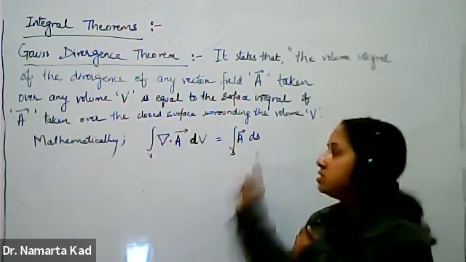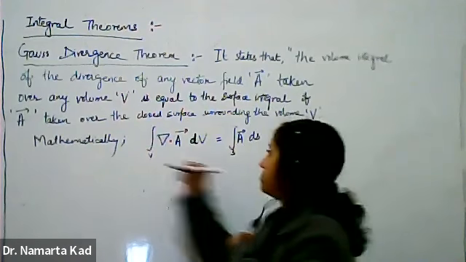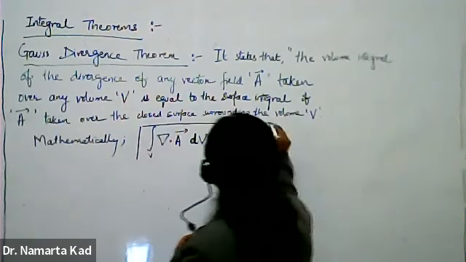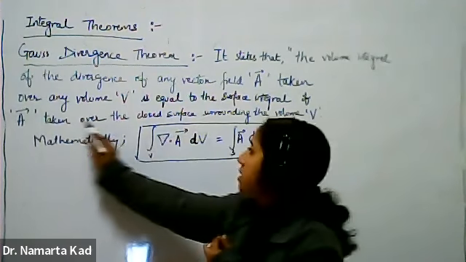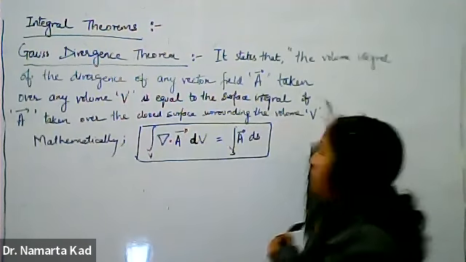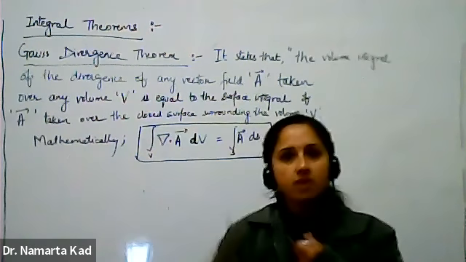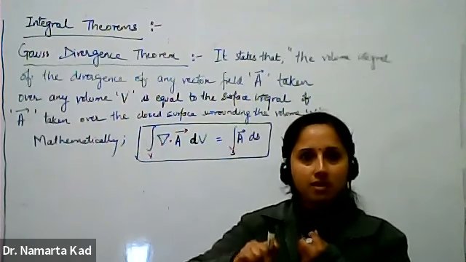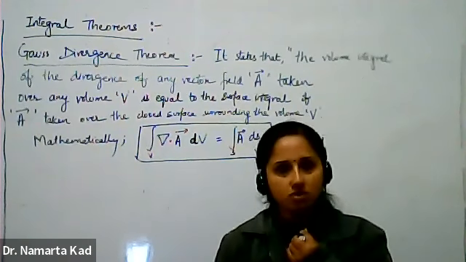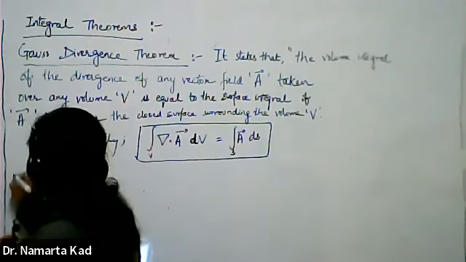This is how the Gauss Divergence Theorem is mathematically represented, and just note it down like that. Taken over the closed surface surrounding the volume. In this theorem, the surface surrounds the volume. The volume is inside and the surface is on the outside boundary. Okay, so let's start with the proof now.